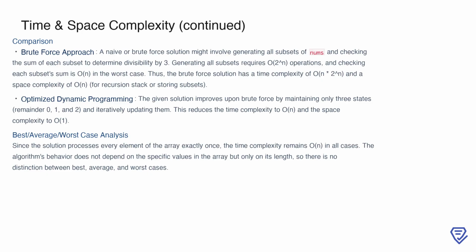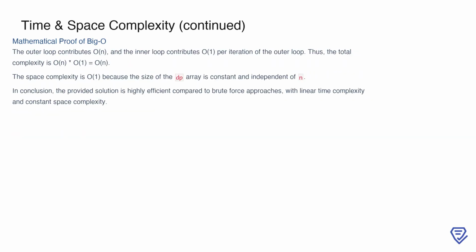Finally, let's solidify our understanding with a mathematical proof of the big O complexity. The outer loop iterates through each of the n elements in the array, contributing O(n) to the total complexity. Within this loop, the inner loop iterates a constant 3 times for every element, performing O(1) operations per iteration. When we multiply O(n) from the outer loop by O(1) from the inner operations, we get a total time complexity of O(n).